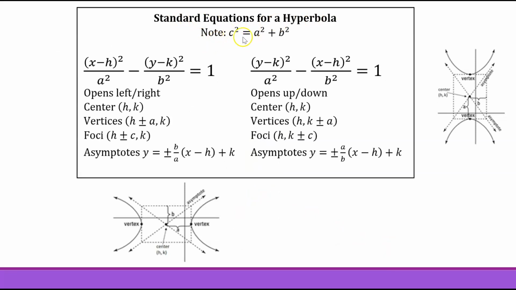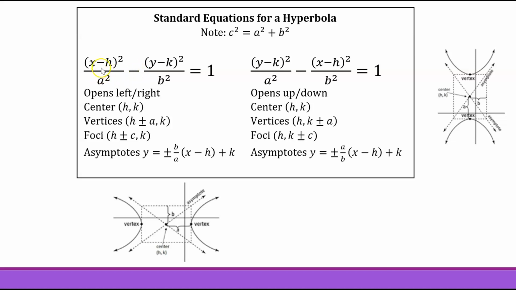Note that for a hyperbola, we have this formula that we're going to need, which is c squared is equal to a squared plus b squared. So here we have the standard equation for a hyperbola. We have x minus h squared over a squared minus the quantity y minus k squared over b squared equals 1. So the main difference is that we have subtraction between the two terms. We still have x squared, we still have y squared, but we have subtraction.